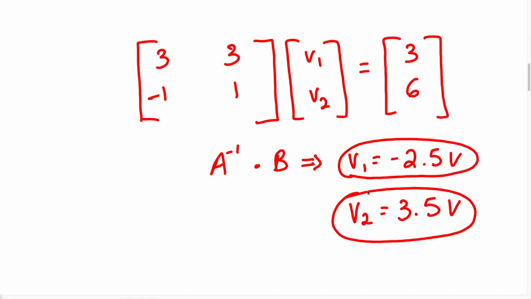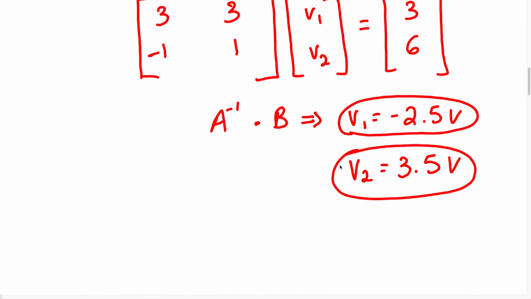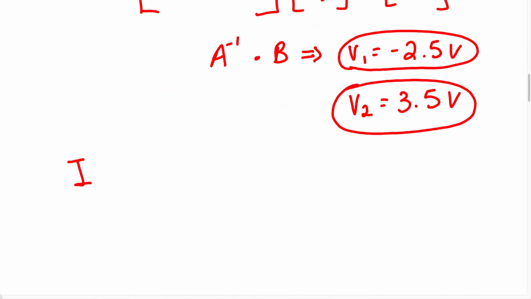Okay. Now that we know the voltages at each node, we're just going to look to see what the question wanted us to find. They want us to find the current I1, which is the current flowing through this 6K resistor here. To find this current I1, it's very important that we can see the voltage at node 2 is the same voltage across this 6K resistor. We just found the voltage at node 2, which means we can just use Ohm's law to find the current I1. Therefore, we know I1 equals V over R.